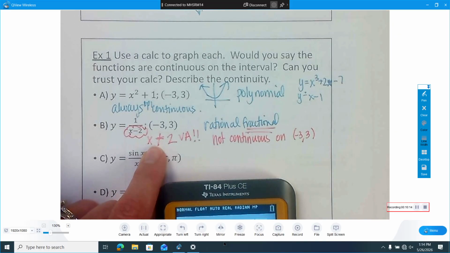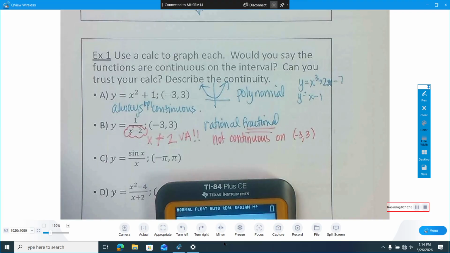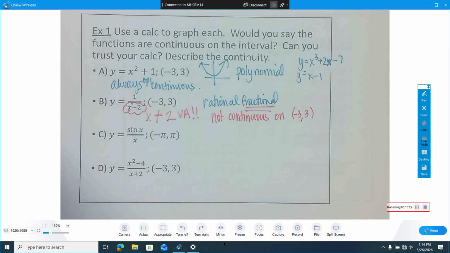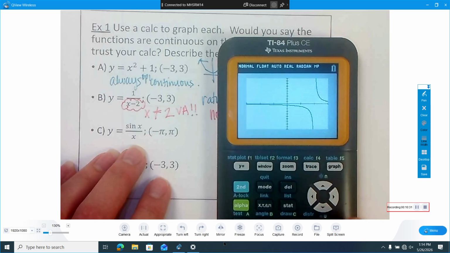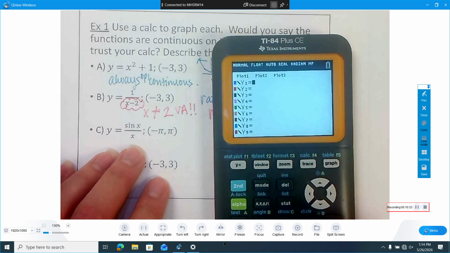All right? So you can use your calculator, but we really want to know just by looking at the function. This is why we've spent so much time graphing and thinking about things. Sine of x over x. Do you know what that looks like? A sine curve. It's probably something like a sine curve. Let's look. We don't know this one, maybe. Sine of x.